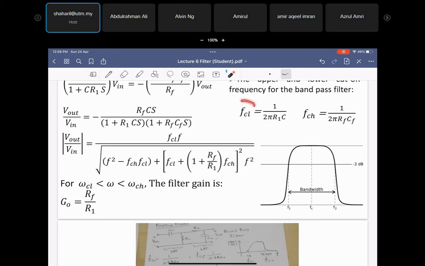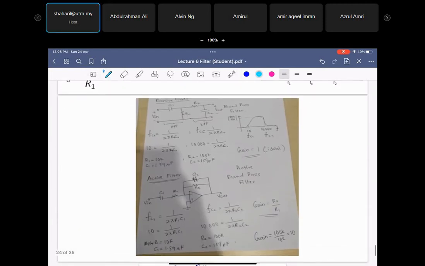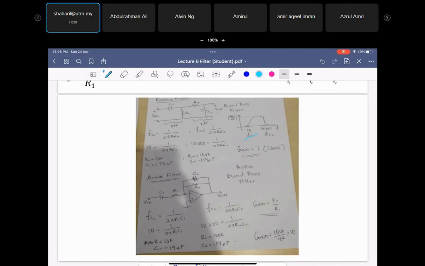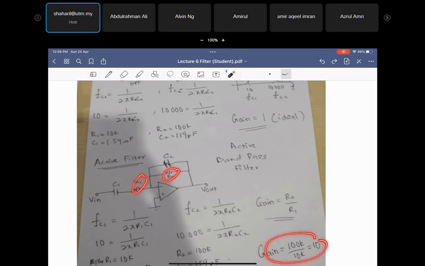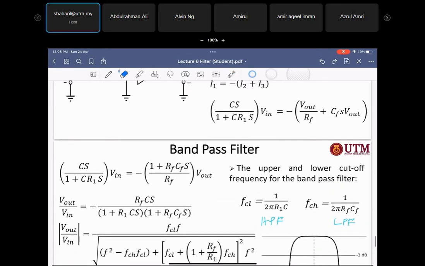Okay, and the FCL, depending, this one is what we call the high pass filter, this one is the low pass filter. All right, so this is the example that I calculated before. Okay, 10 to 10,000, and if you have the active filter, you also can set the critical frequency, the same. But the difference between the active and passive is that the gain you can set, depending on R2 and R1. Okay, R2 and R1 you can set again for 10. All right, so that is all about the filter.